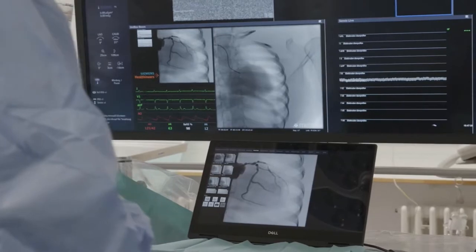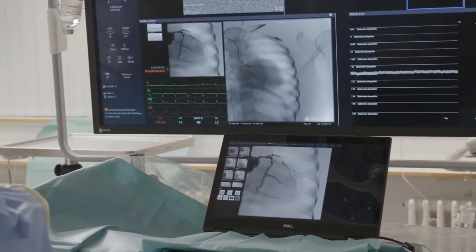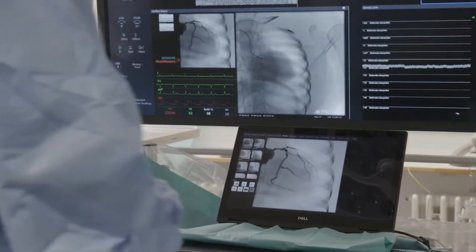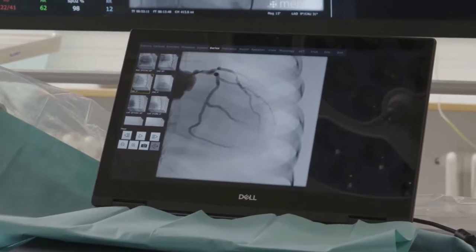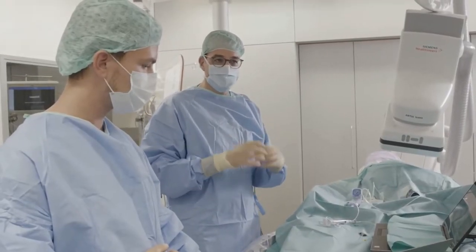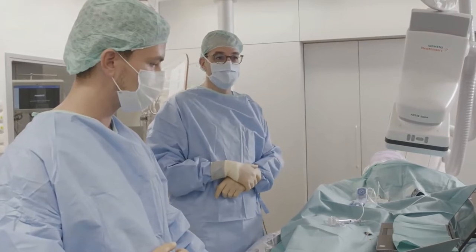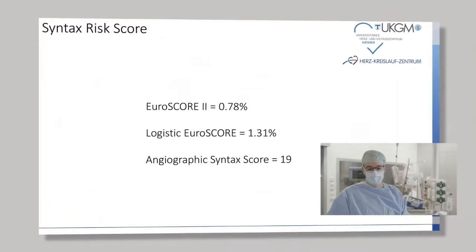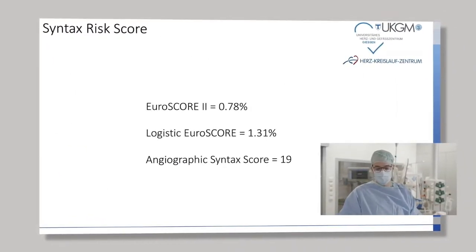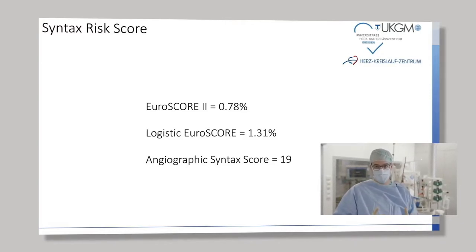If you look at this area caudal, you may appreciate that the circ is not affected. However, I think we have to evaluate, by functional testing or intravascular imaging, whether the circ is also diseased at the ostial part or not. Looking at the risk scores, you have the EuroSCORE II of 0.78%, and remarkably, you have to know that the angiographic SYNTAX score is 19.